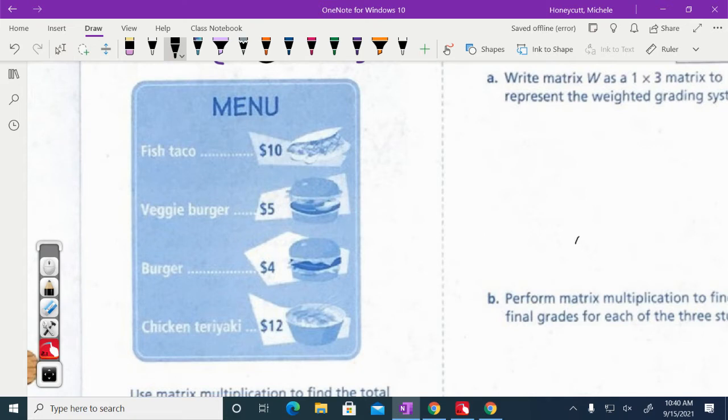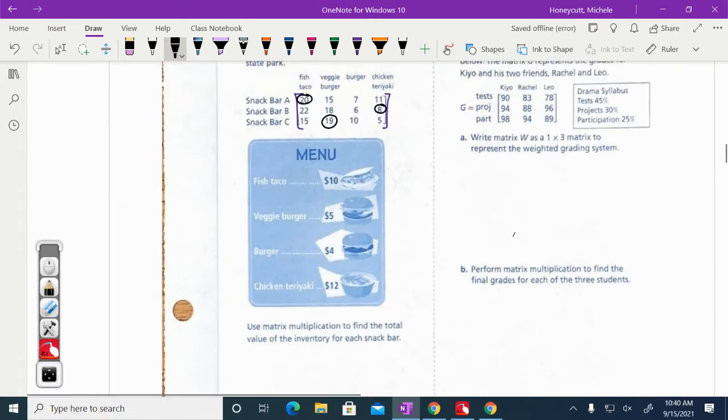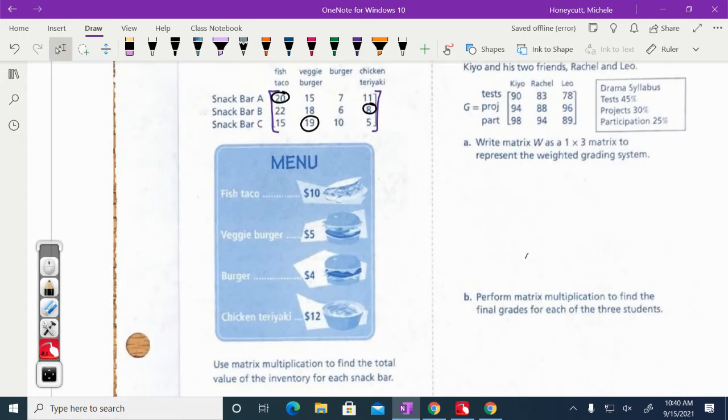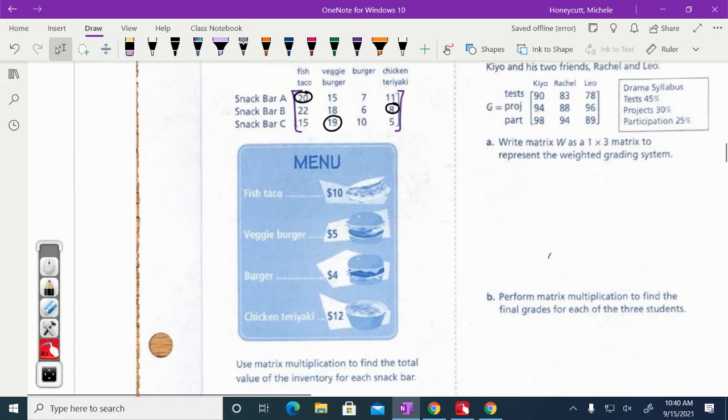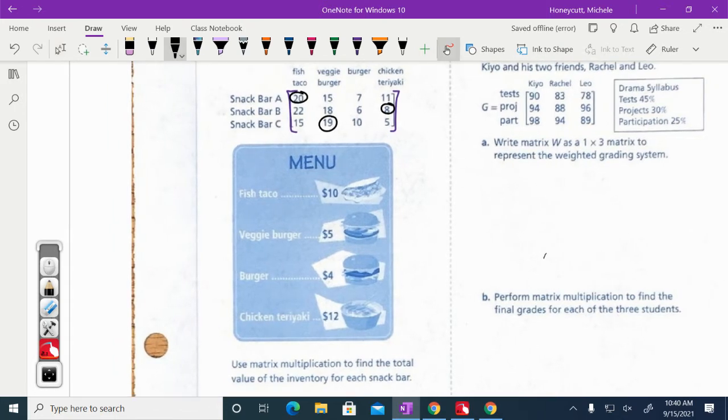What's happening in the menu matrix? Prices. So fish tacos cost $10. Chicken teriyaki, 12. So we've got 3 different snack bars. They must all be the same company because they're charging the exact same price, but they're just different locations. So my question that I want you to figure out, you don't have to worry about multiplying matrices, just figure this out.